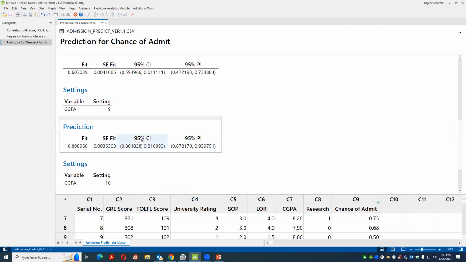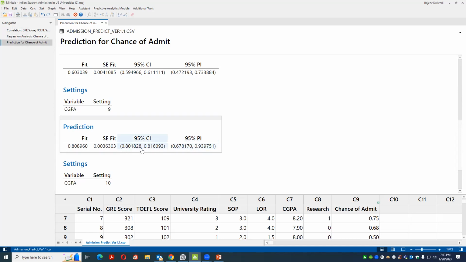So the confidence interval, you know. This is based on prediction. And what is the prediction interval? Some of the fill in the blanks questions are not asking for chance of admission. They are asking for the prediction interval, lower value and higher value, and within this 90% prediction will be fine.